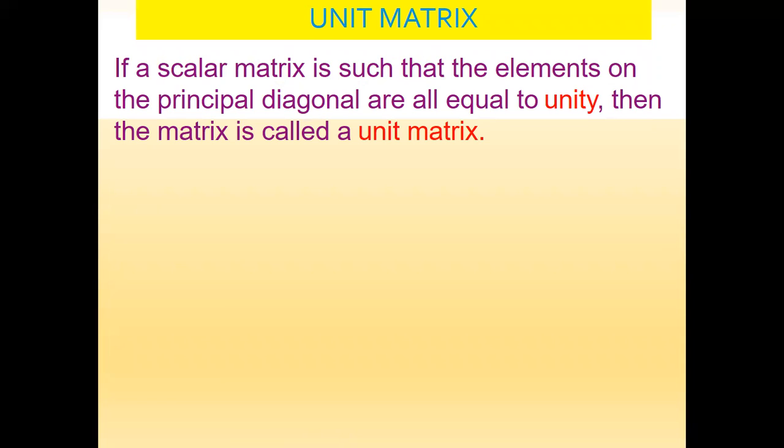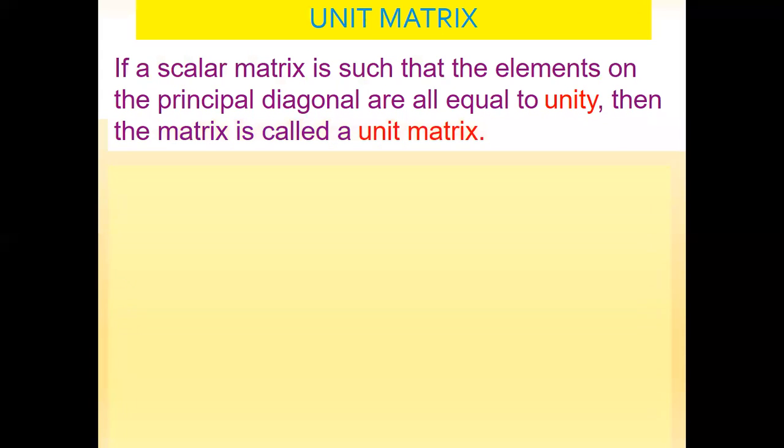Now it's a type of scalar matrix. We said in the scalar matrix, all the elements on the principal diagonal are equal and non-zero, and every other element is 0. Now in the unit matrix, the elements on the principal diagonal are all equal to 1. They are not just equal and non-zero now. They are equal to 1. Now that matrix is called the unit matrix.